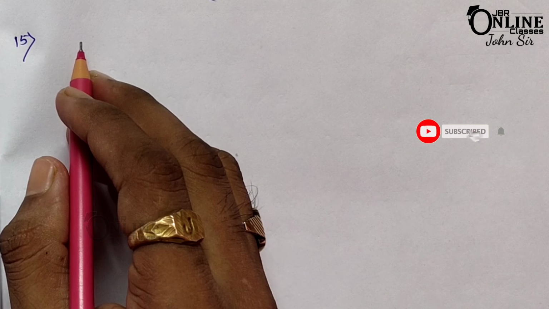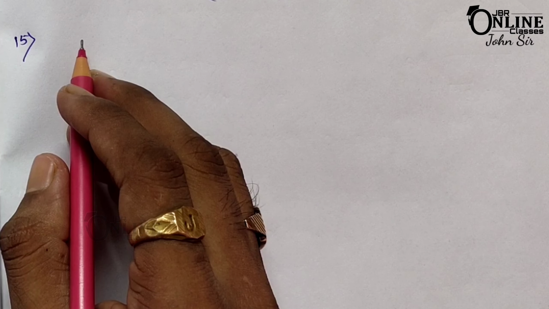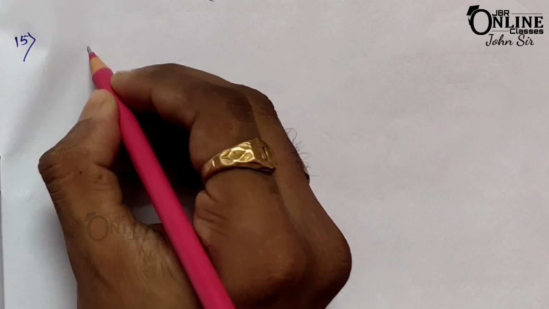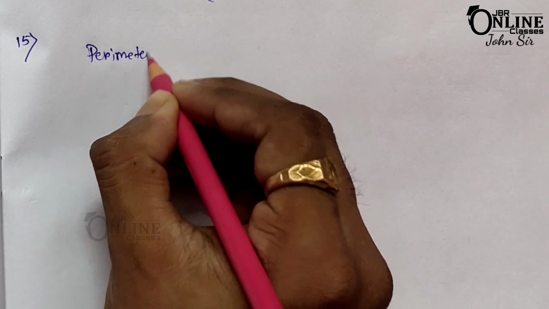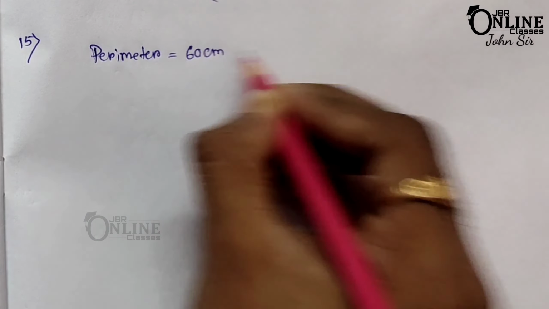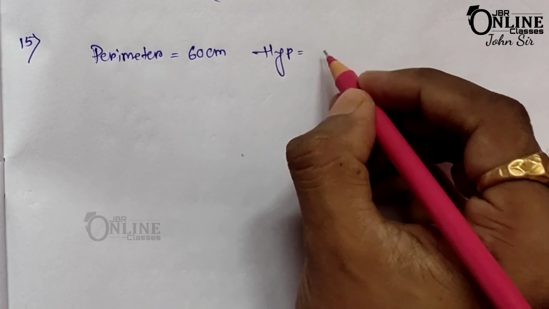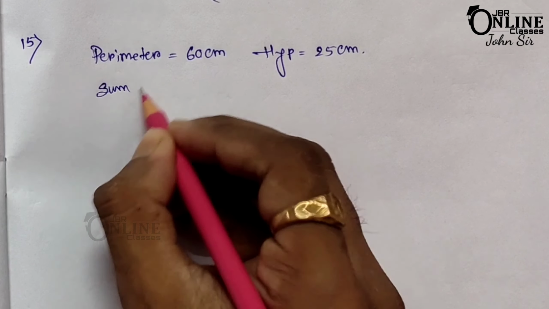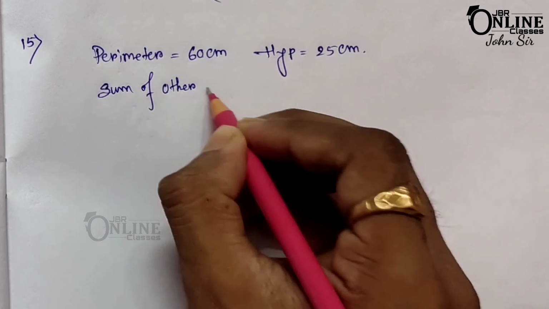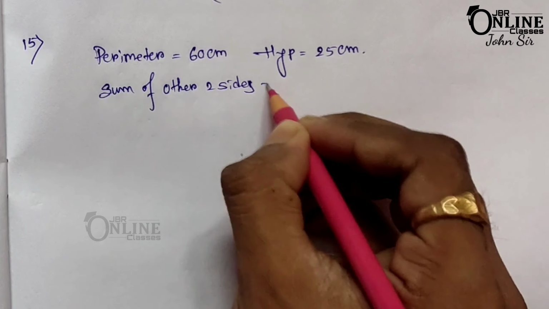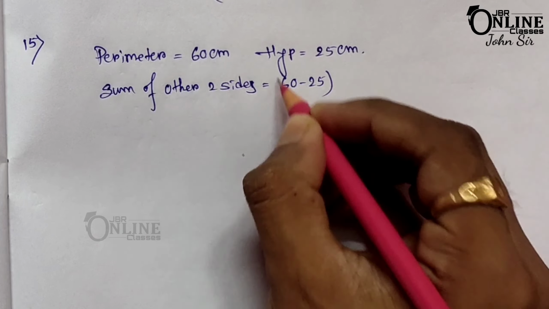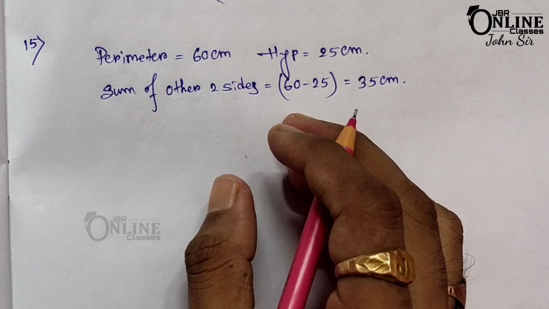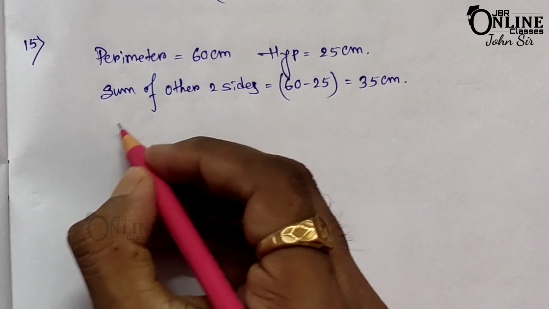Next one, sum number 15. If the perimeter of a right angle triangle is 60 centimeter and its hypotenuse is 25. Okay, so here perimeter equals 60 centimeter and hypotenuse equals 25 centimeter. Okay, that means the sum of the other two sides equals 60 minus 25 and that equals 35 centimeter. Clear? Now find its area. Okay, you have to find out the area.